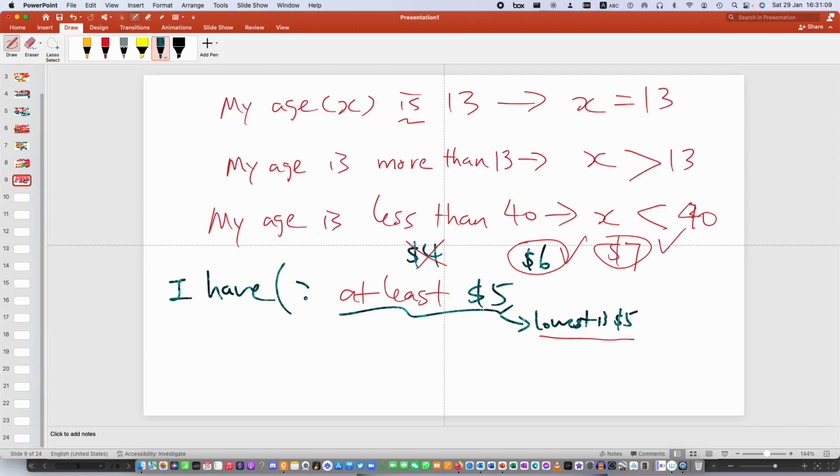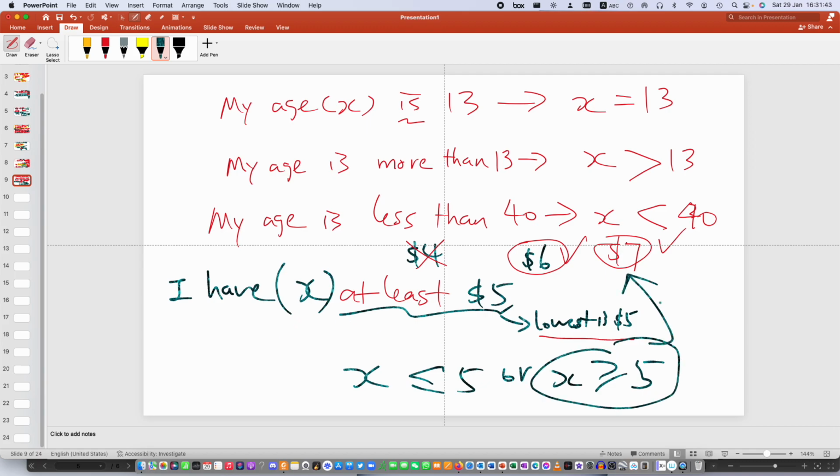I have is X. X is at least $5. So 5, 6, 7 all can, but definitely 4 cannot, right? So now is X bigger than 5, or 5, 6, 7? Which one is correct? This represent this, or this represent this? The second one.